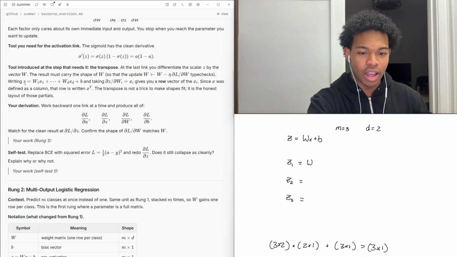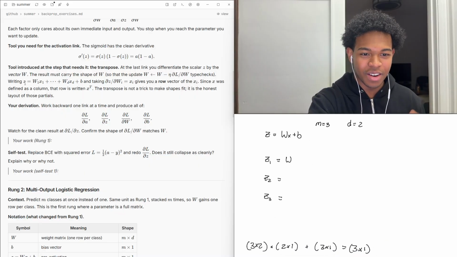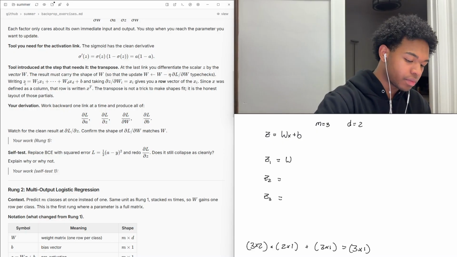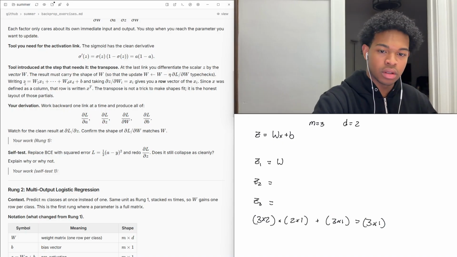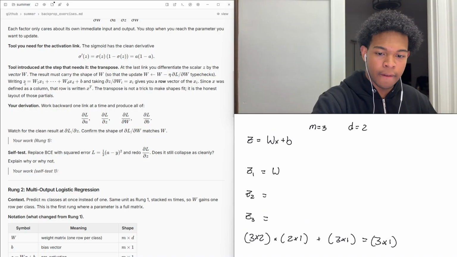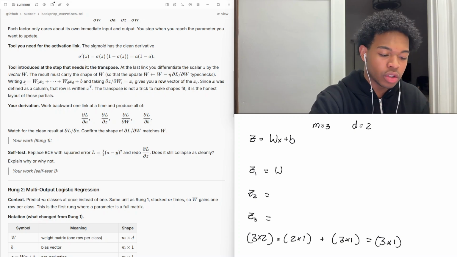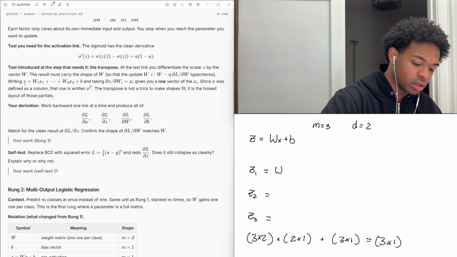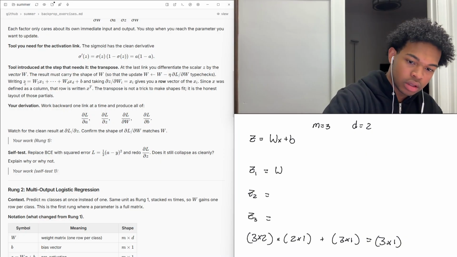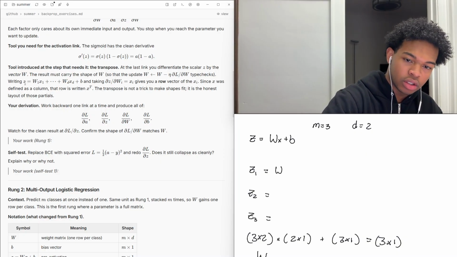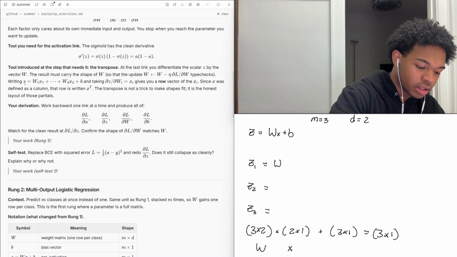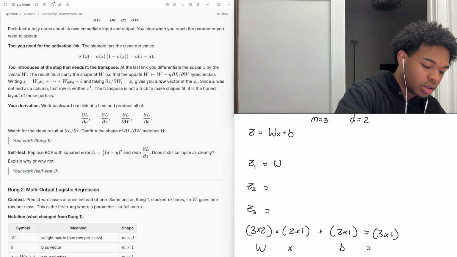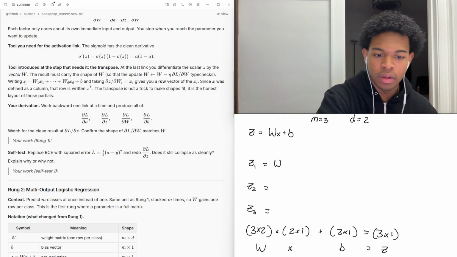Ah, you can't see any of that. Sorry. I would prefer to move this up actually. Okay. So yeah, how do I say? You still can't see that? Come on. Wx plus b equals z. Okay.